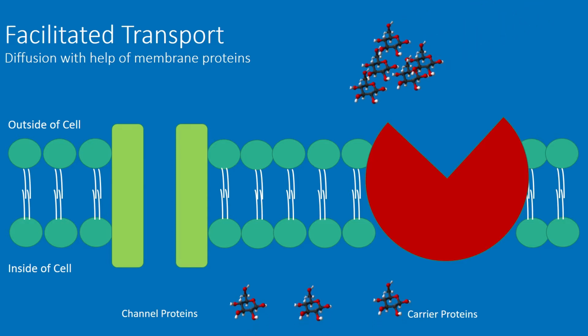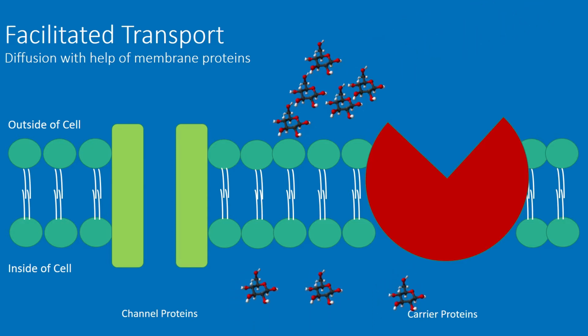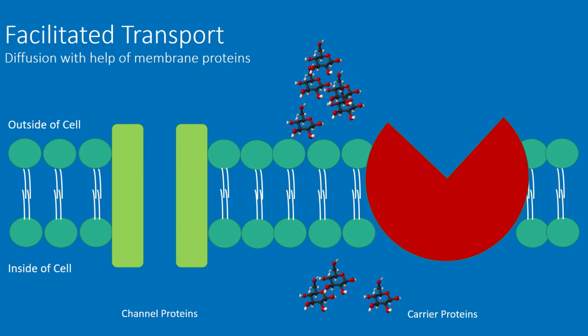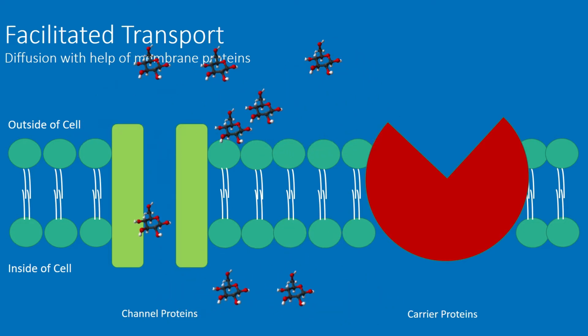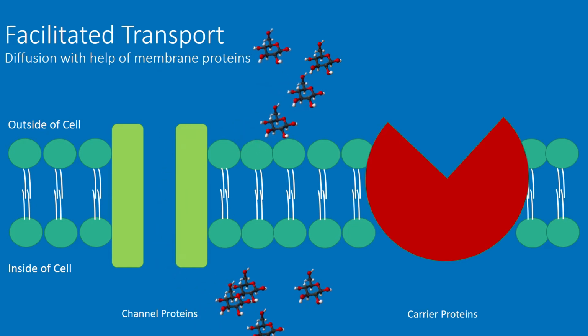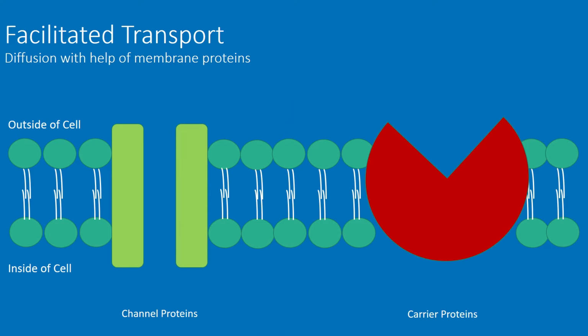Channel proteins are selective of the molecules that are appropriate size and charge. One special type of channel protein is called an aquaporin, which helps to move water across the plasma membrane. In this case, I'm using glucose. Now notice again, the end goal is to achieve equilibrium.